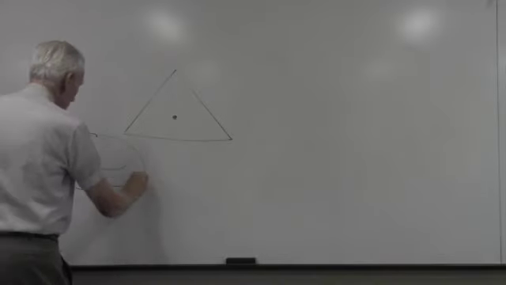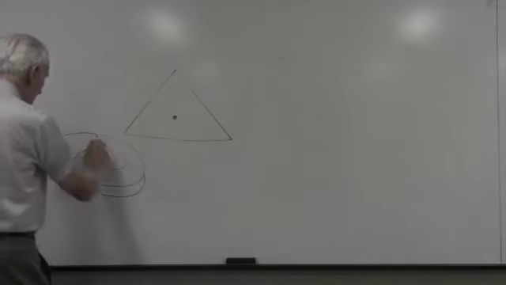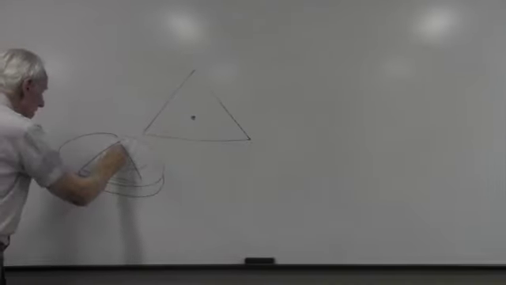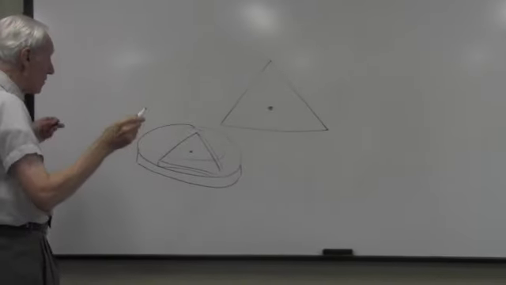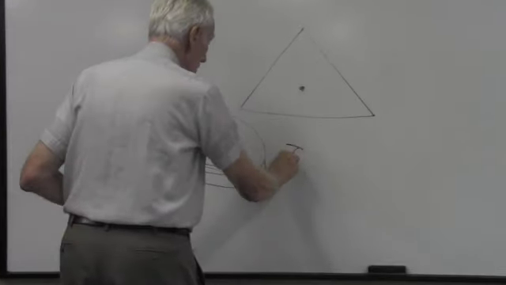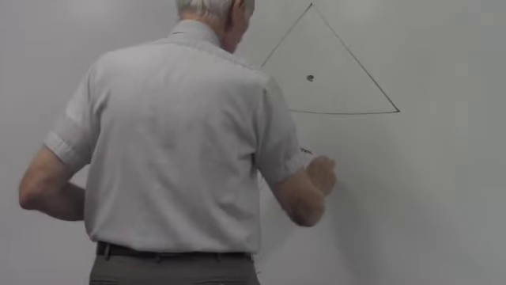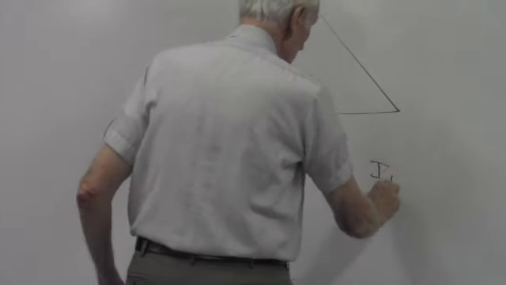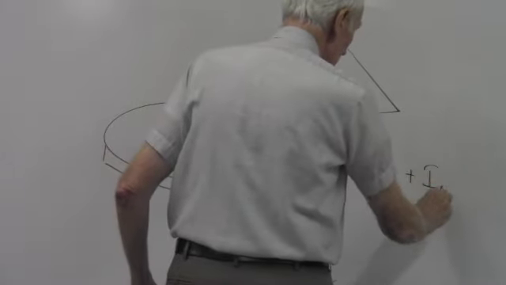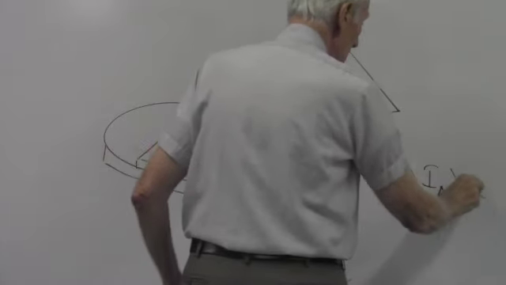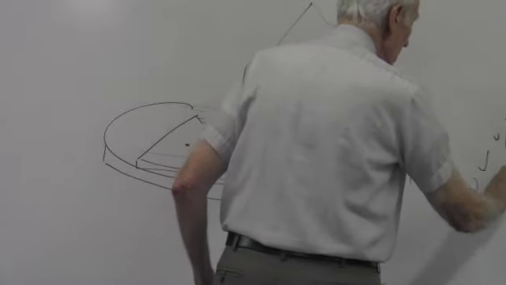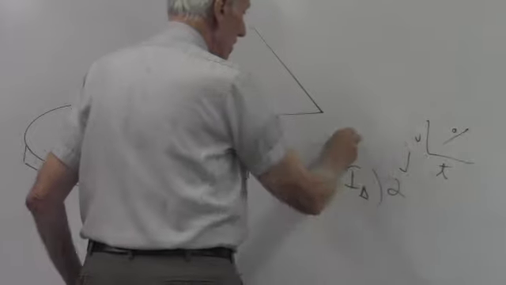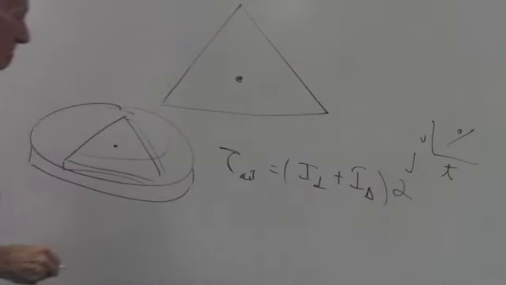You put the triangle on top of the disk at its center of mass, and you rotate them together, and you know the story. The torque, which is always the same, as the actual torque, is equal to the moment of inertia of the disk plus the moment of inertia of the triangle times alpha, which you measure by the slope of the velocity versus time graph. That gives you a. a divided by R gives you alpha.